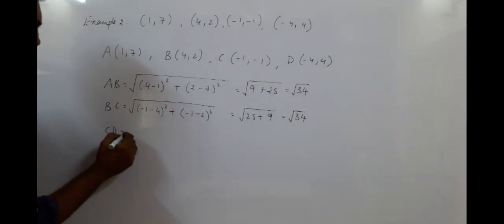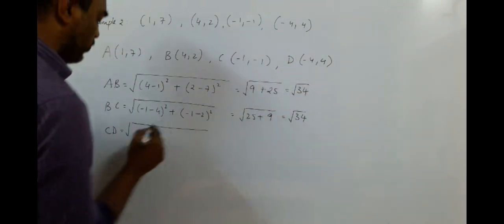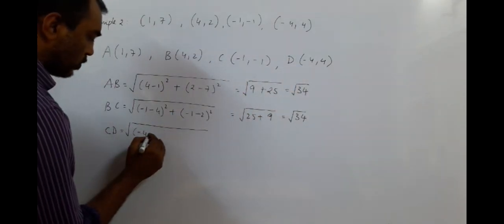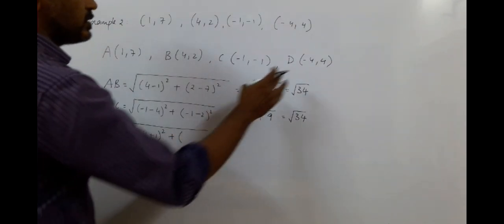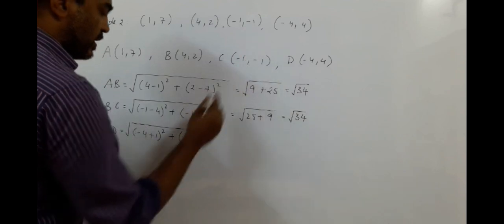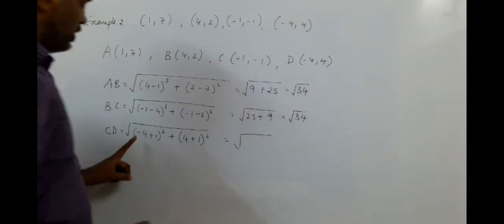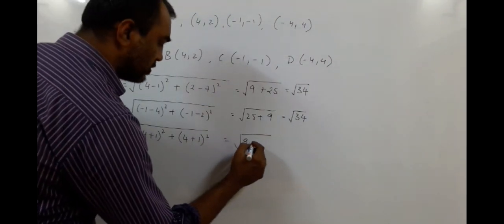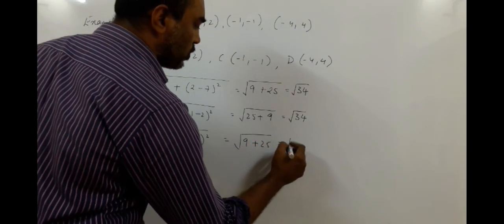Now we move to CD. Again the 2 points C and D. So minus 4 minus minus 1. Minus minus 1 will become plus 1, the whole square, plus 4 minus minus 1, minus minus means plus, the whole square. So we have minus 4 plus 1 is minus 3. Minus 3 square is 9. 4 plus 1 is 5, 25. So root 34.